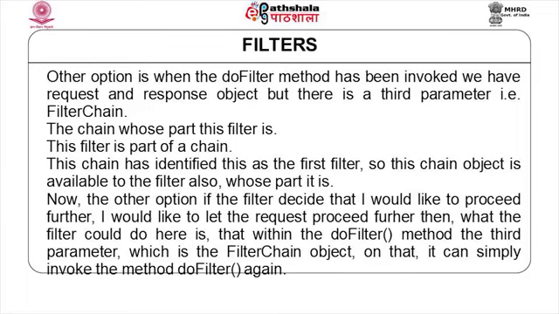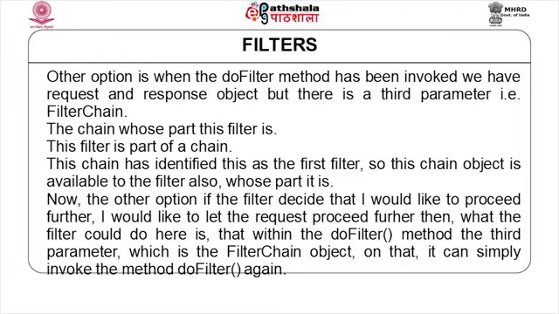Now, the other option: if the filter decides that it would like to let the request proceed further, then what the filter could do, within the code of the doFilter method, is take the third parameter, which is a FilterChain object, and simply invoke the method doFilter on it again. What is this doFilter on a FilterChain doing? Whenever it is invoked, it is simply identifying the next element.